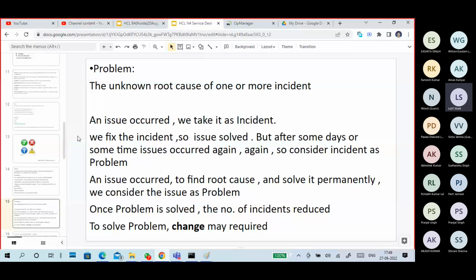Issues occur, we find the root cause and solve it permanently. We consider the issue as a problem. So we have to consider the issue as a problem.